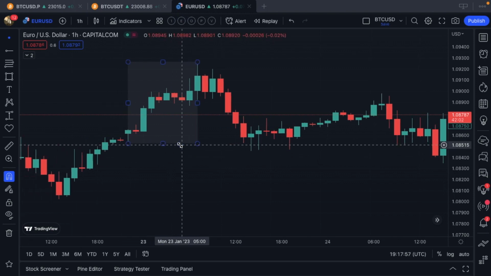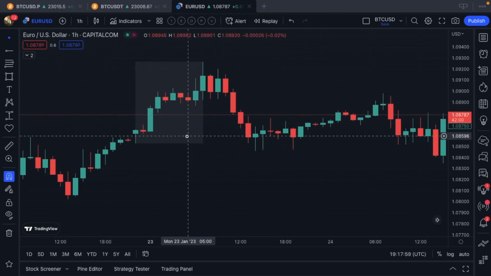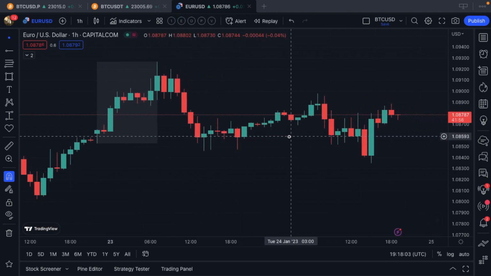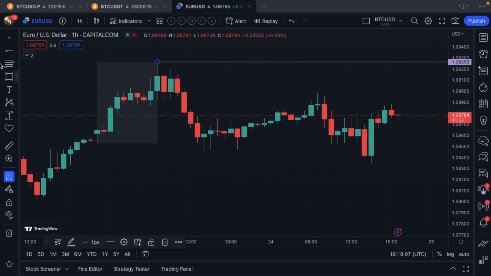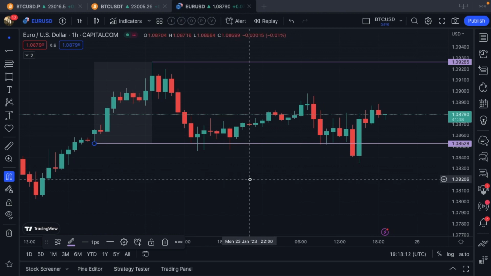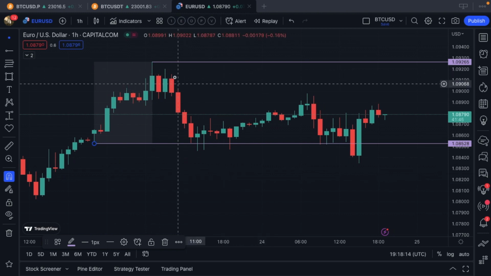Anyhow, so that's one way to use it when Asia produces a big range right off of the bat, right? So once it does, you really want to mark off these highs, mark off these lows, and then wait for your stop hunt. Now personally, I would have been in right here.